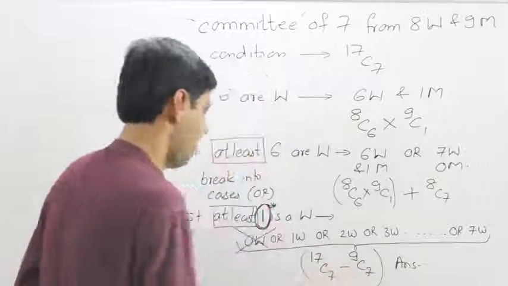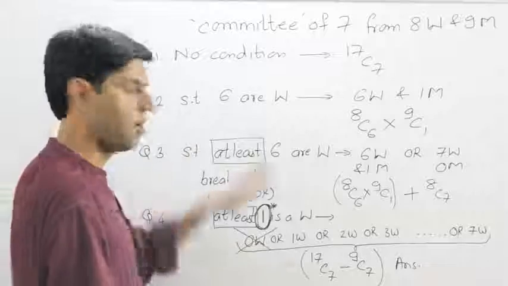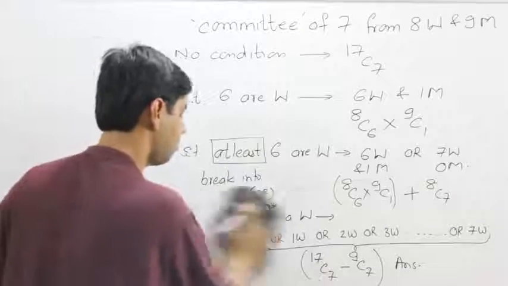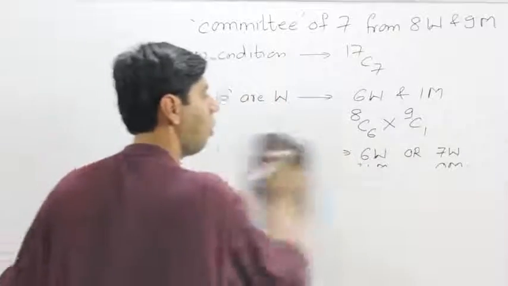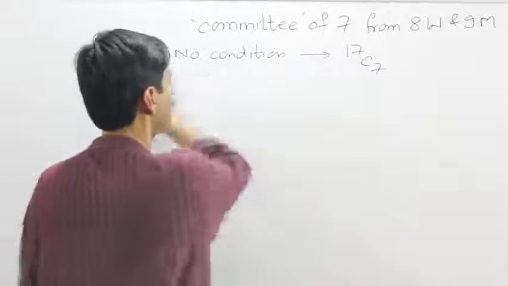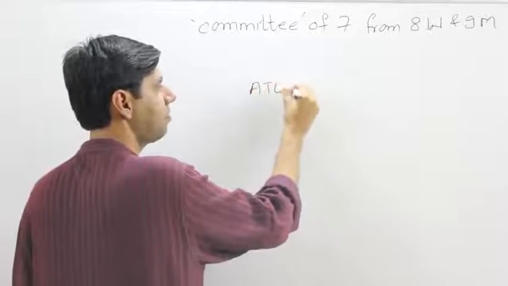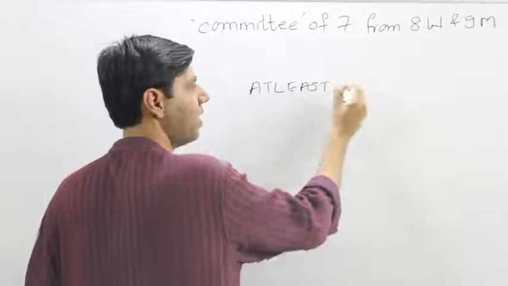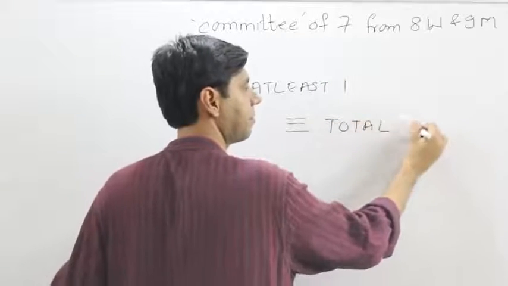And this would be my answer to this question. So remember, let me erase this and write it in bold actually. So this takes care of all these questions. What I want is just to highlight the fact that at least one should always capture your attention. And you should always be able to write at least 1 as nothing but total minus none.